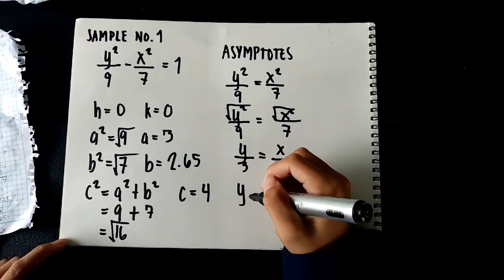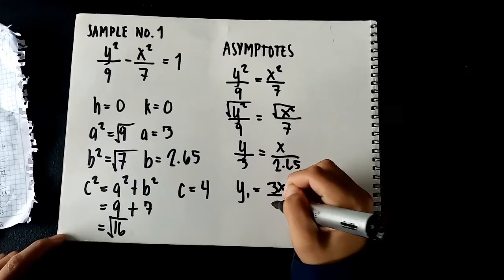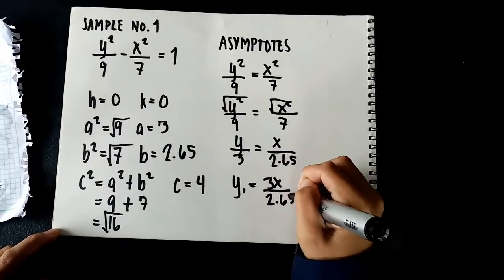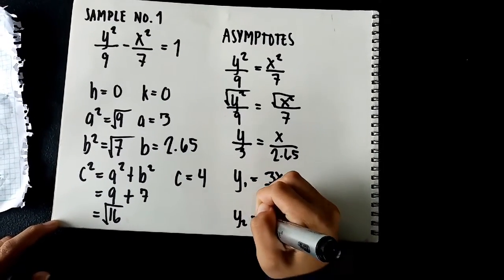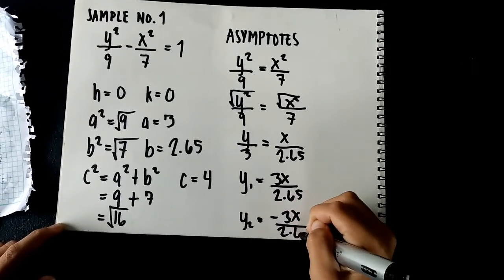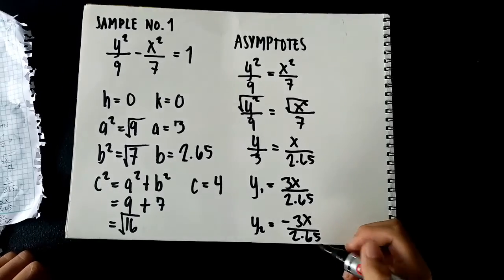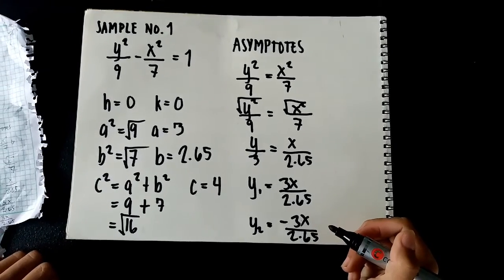After that, y1 equals 3x over 2.65. Then y2 equals negative 3x over 2.65. That's how we find the asymptotes. Okay, let's graph it now.